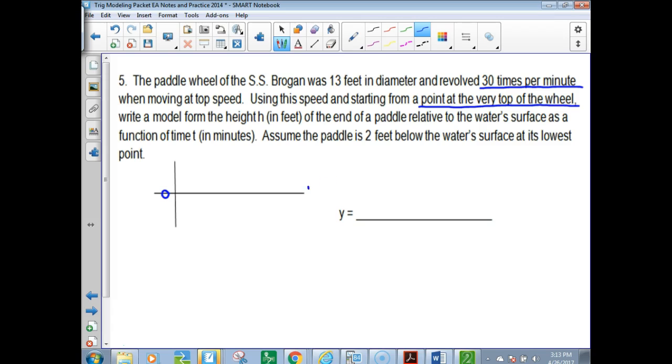Now, this is going to be time, and it's going to be in minutes. At least that's the way it's reading. Not that we couldn't convert it, but let's not. Assume the paddle is 2 feet below the water surface at its lowest point. So now its lowest point is 2 feet below the surface, which means it's going down here to -2.